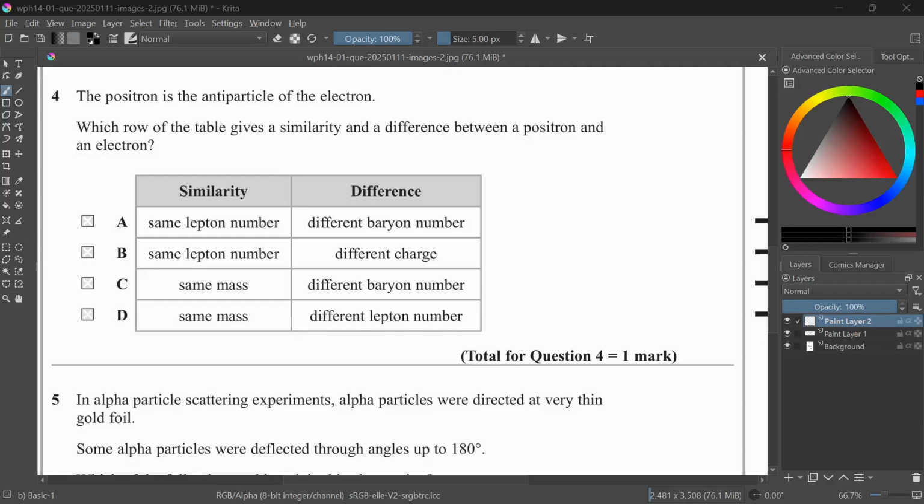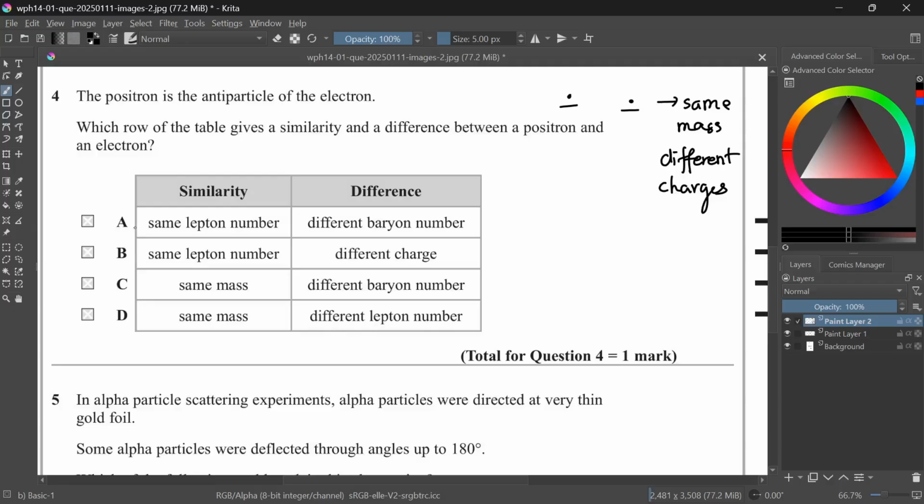Basically, the electron and positron are the same thing. They have the same mass, but they have different charges. Okay, different charges. And let's check the options first.